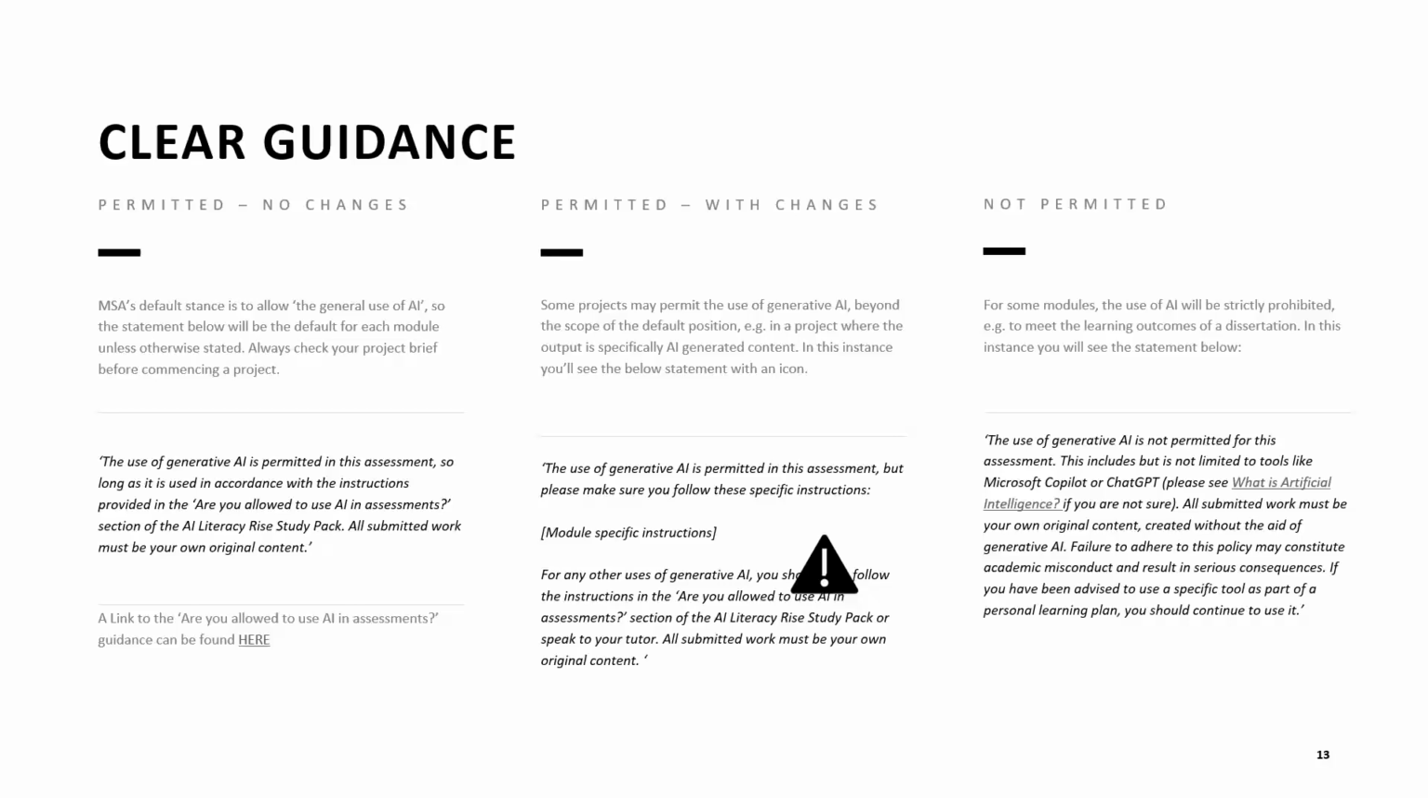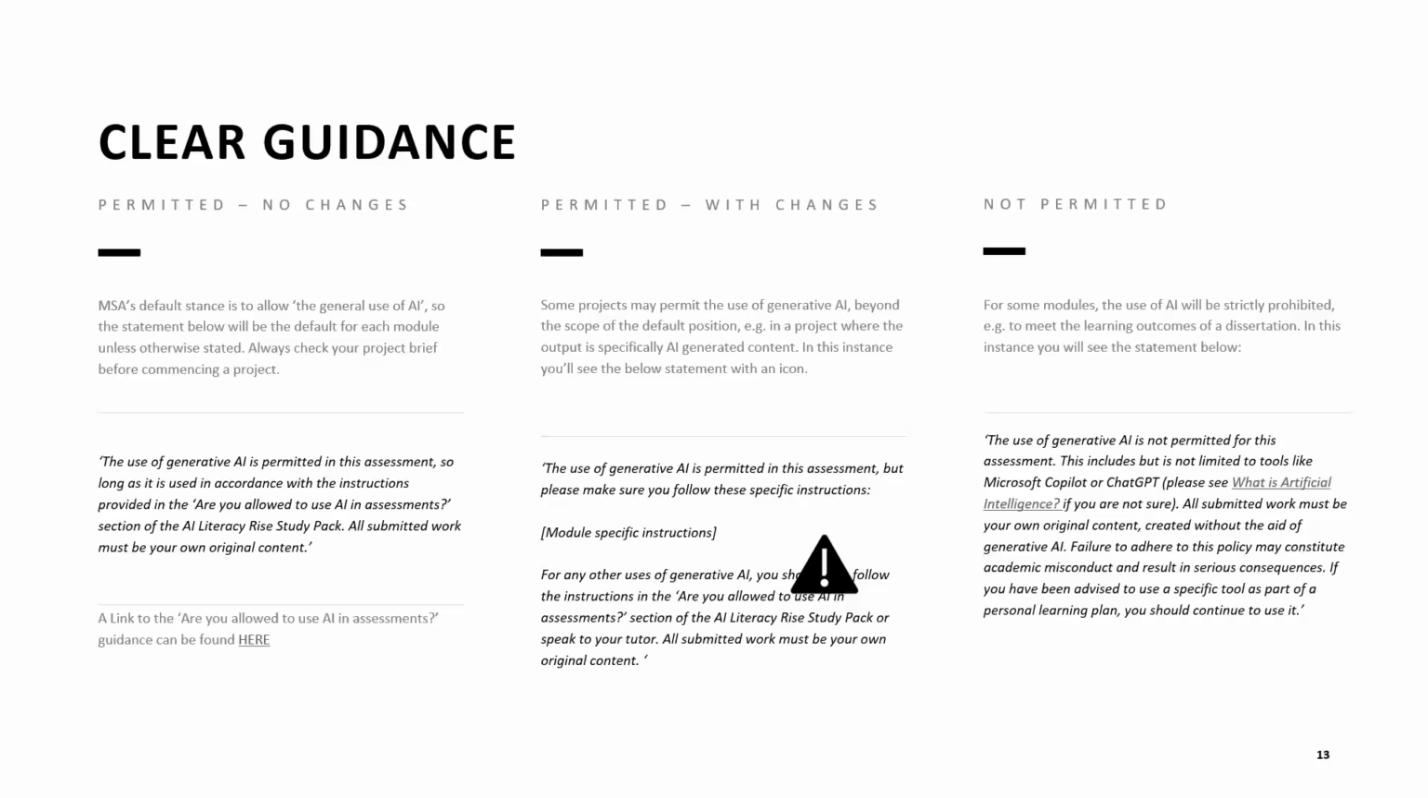There's then also permitted with changes. This one will have this little icon, this little exclamation mark, and this means that it will go beyond the scope of the standard permitted. This is for briefs where, for instance, we might allow you to use AI-generated images for final submissions. You might be able to use it to generate 3D models. Maybe you're going to do some video stuff. You can do some really cool stuff with it.